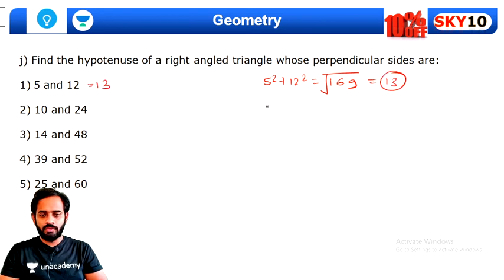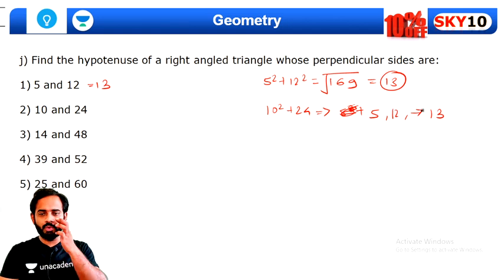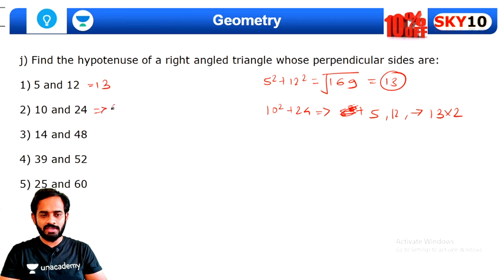Now for 10 square and 24 square, what we can do here is, first of all, divide both of them by 2. What will you get? You will get 5 square, 12 square, and the triplet you will get is 5 and 12. For 5 and 12 we know that the hypotenuse is 13. But why did we get 13? Because we have divided them by 2. Now multiply back by 2, so we'll get 26 as the answer here.